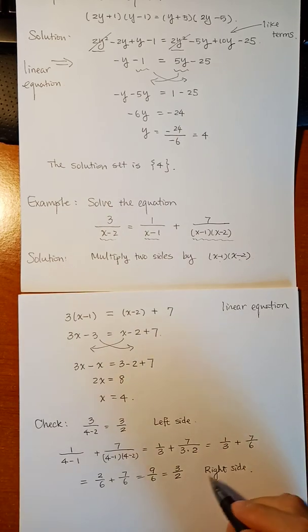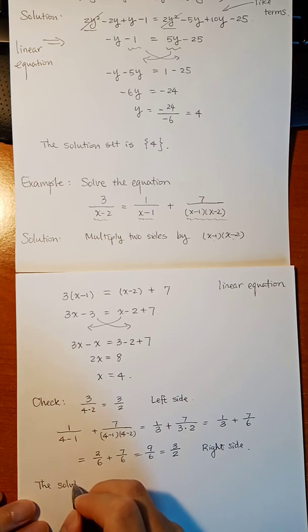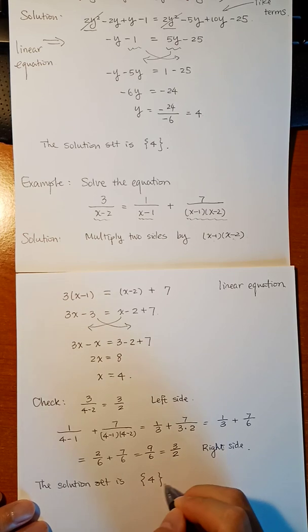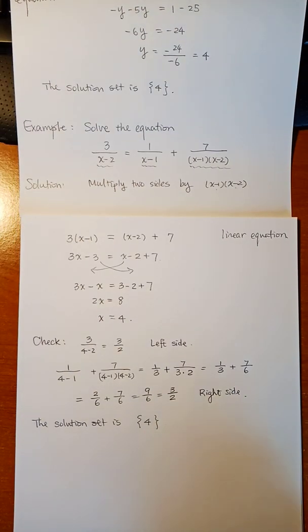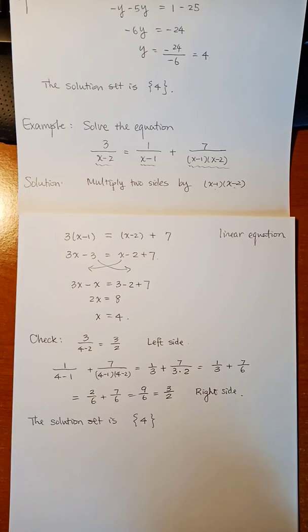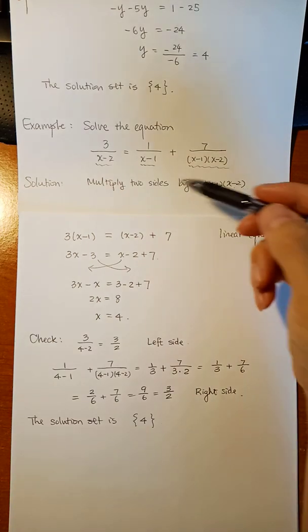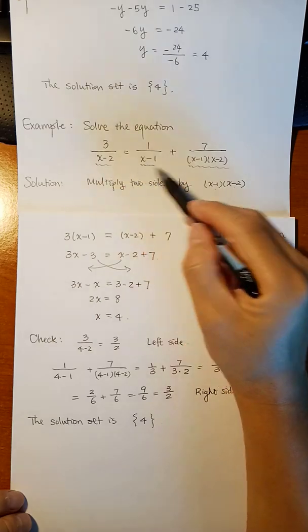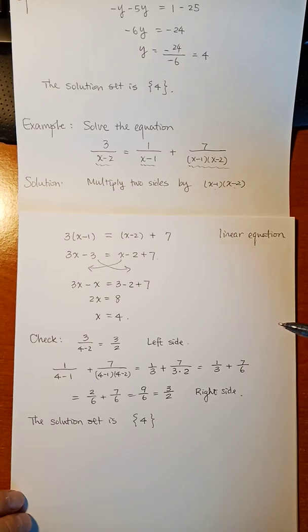So the left side and right side are equal. So the solution set is 4. It's correct. Okay, this is correct. So this is the verification step. Here is the computation step. And we do this problem by multiplying two sides by the common denominator of all the denominators, from the left side and from the right side.